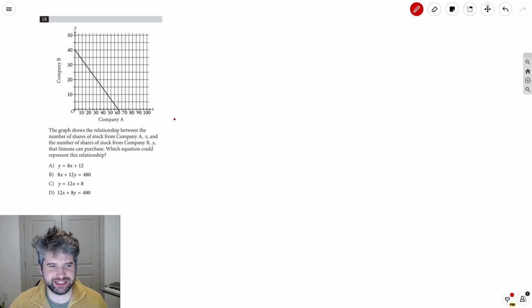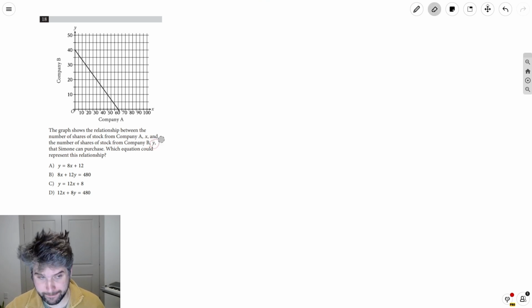All right, question number 18. The graph shows the relationship between the number of shares of stock from company A, x, and the number of shares of stock from company B, y, that Simone can purchase. Which equation could represent this relationship? Pause the video and see if you can figure it out. There are many ways to do this.